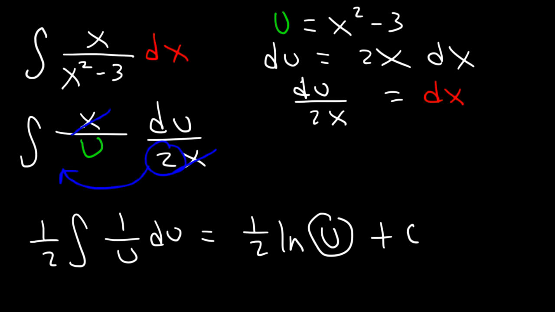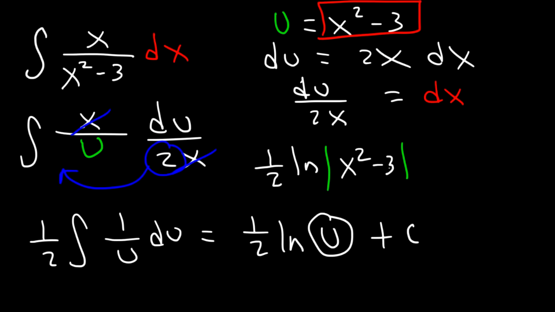So now let's replace u with x squared minus 3. So it's going to be 1/2 ln x squared minus 3. Now we need the absolute value because x squared minus 3 can be negative. Let's say if x is 1, 1 squared minus 3 is a negative number.